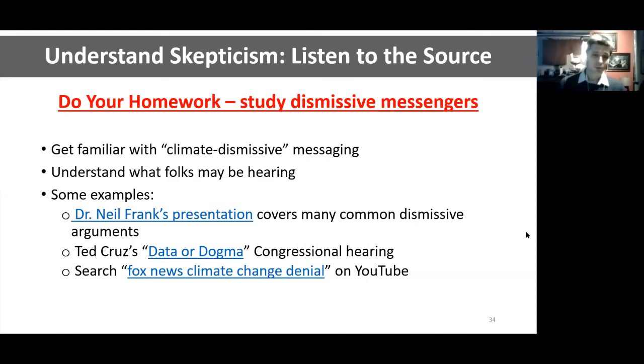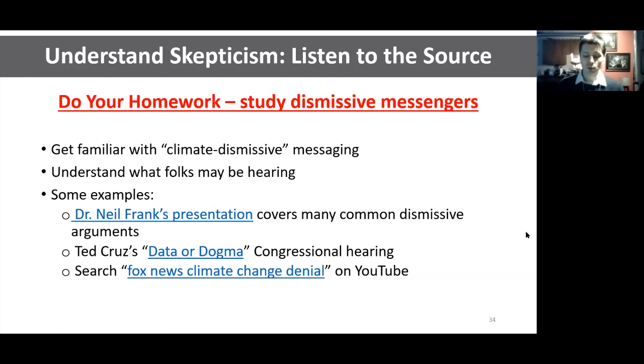And there's a couple other things. You can just search Fox News climate change denial on YouTube or on Google, and you'll get a bunch of videos come up. And I'm not picking on anybody there, it's just the reality of it. I mean, that's the world we're in. You're going to find a lot of stuff out there. But it's important to watch these things and become familiar with some of the arguments that your audience is hearing for themselves, because you need to understand where they're coming from. And the best way to do that is to listen to the messengers that most of them trust.